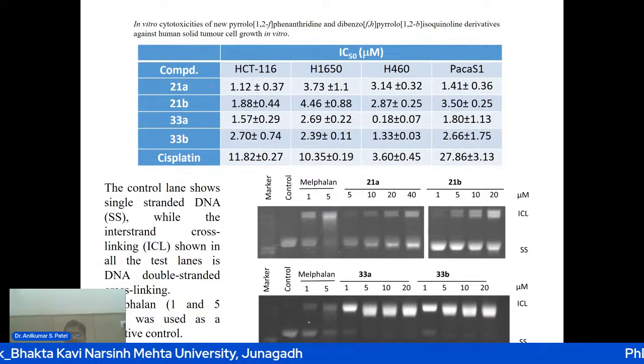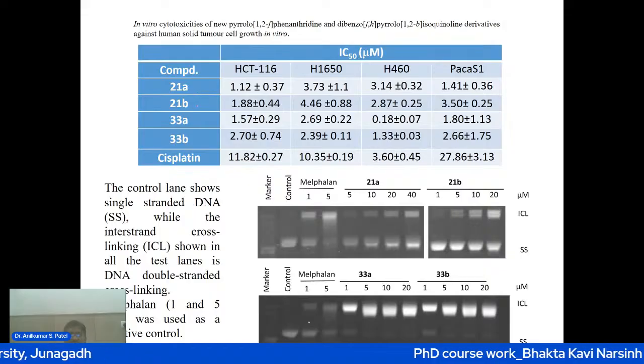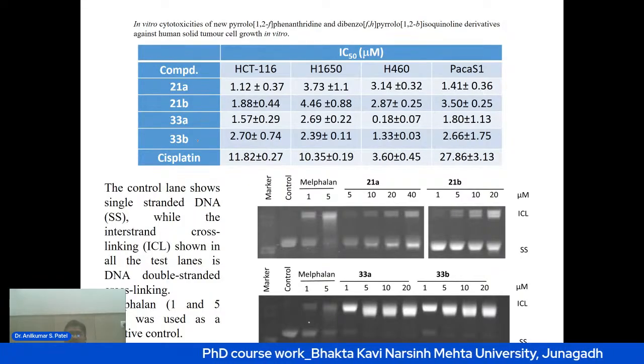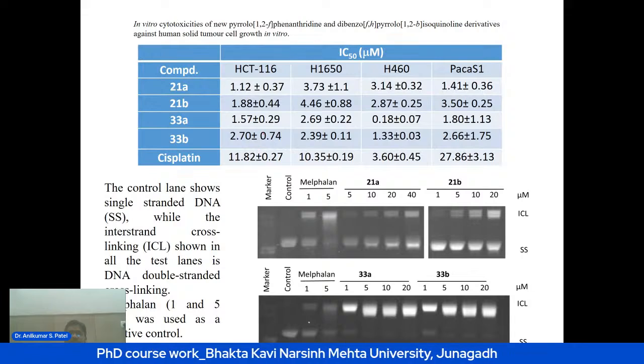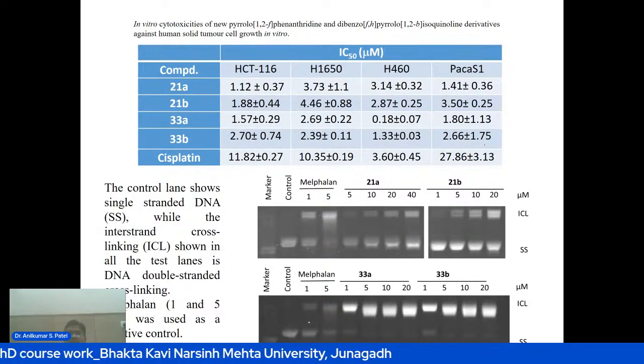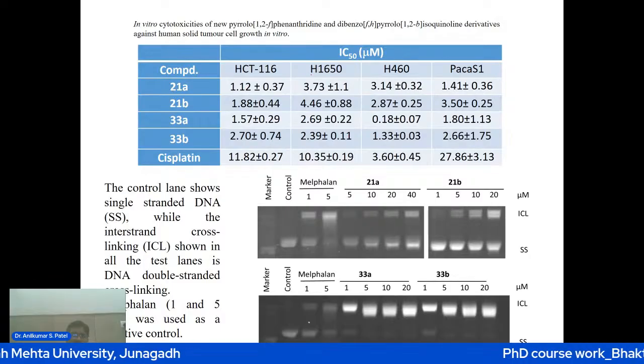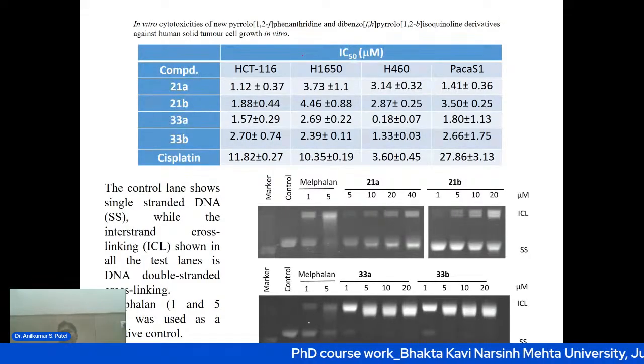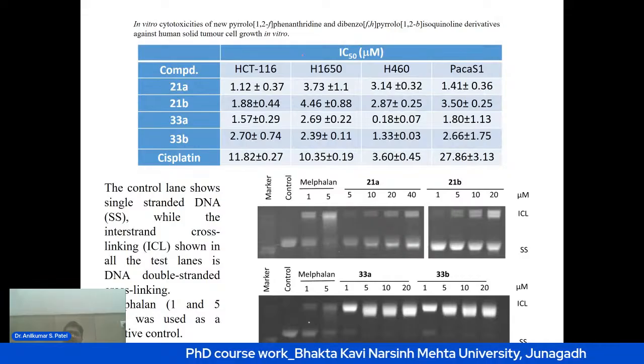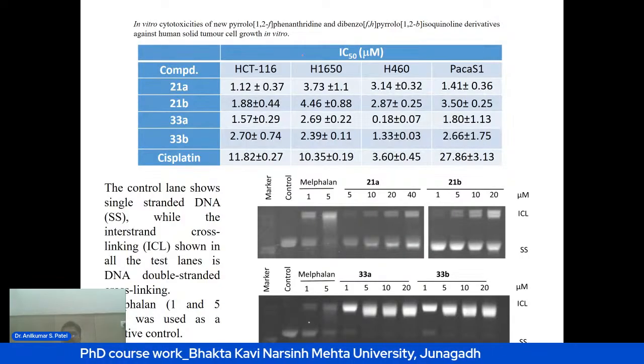I have written here just four compounds: 21A and 21B as well as 31A and 31B. We have compared all four compounds with cisplatin, and we found that these four compounds give very good potency in all four cell lines in comparison with the standard drug cisplatin.